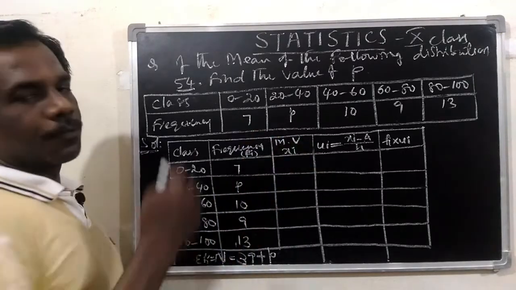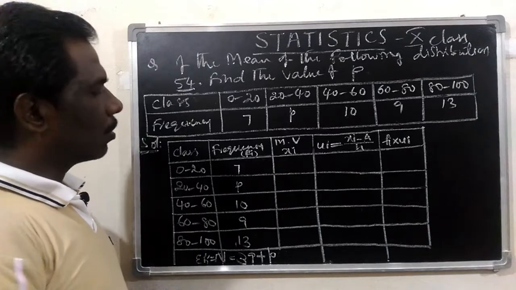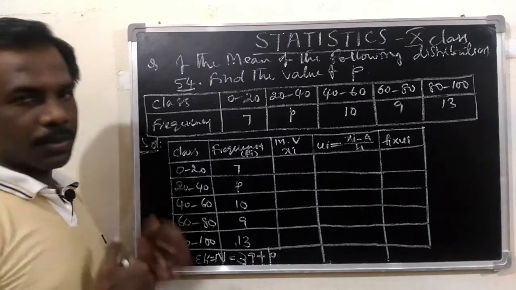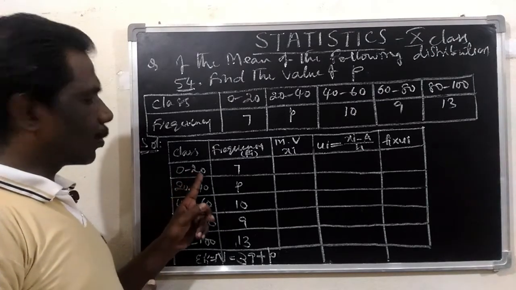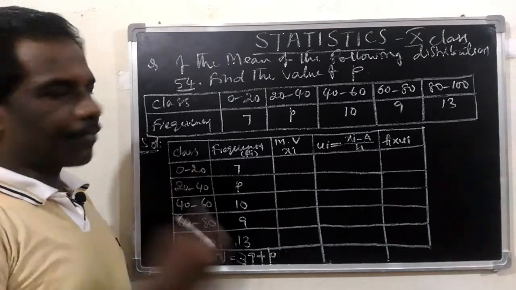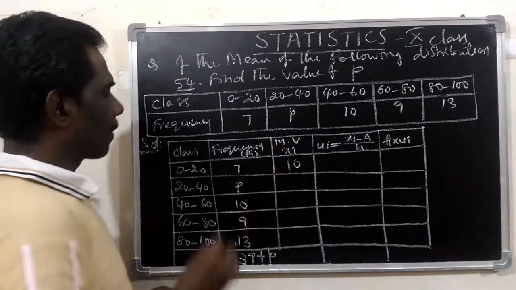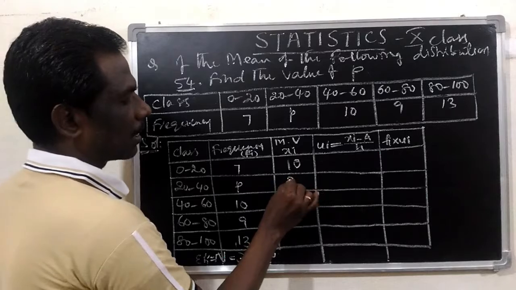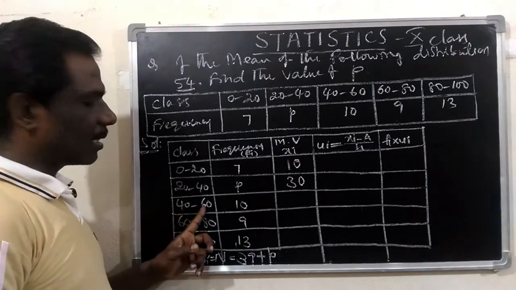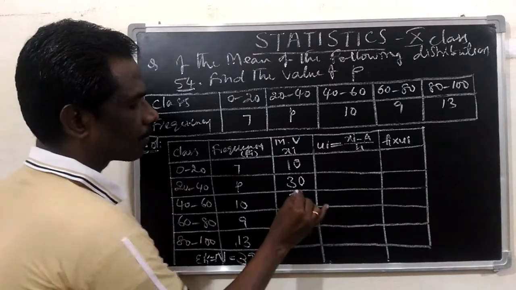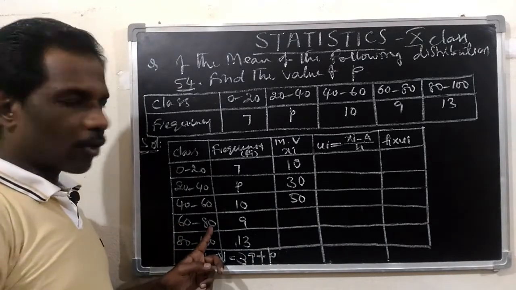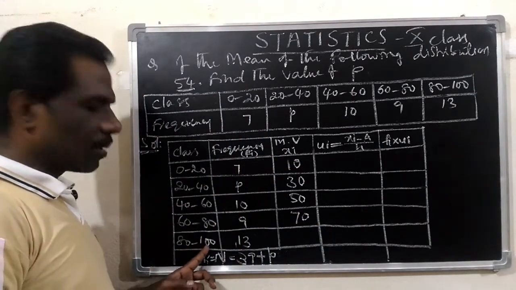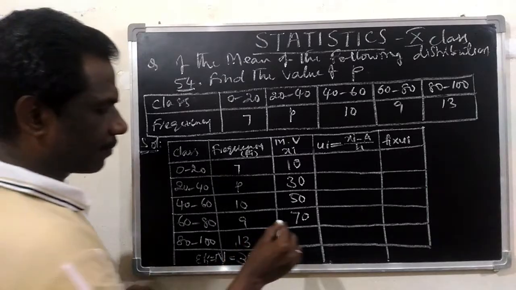Next, to find the mid value Xi, we add the two limits of the class and halve. 0 plus 20 is 20, half of 20 is 10. 20 plus 40 is 60, half of 60 is 30. 40 plus 60 is 100, half of 100 is 50. 60 plus 80 is 140, half of 140 is 70. 80 plus 100 is 180, half of 180 is 90.